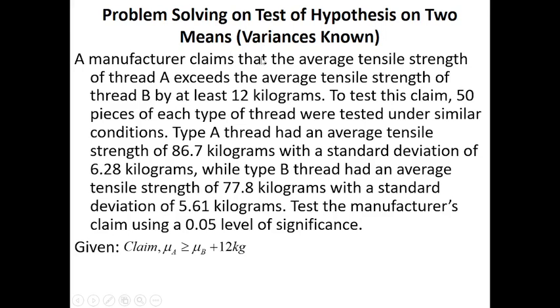Here. This is the claim. The manufacturer claims that the average tensile strength of thread A, so that is considering the population of thread A, that is mu sub A, exceeds the average tensile strength of thread B.